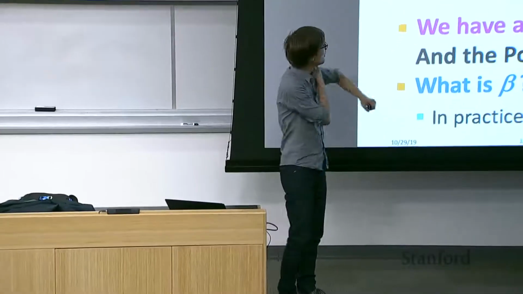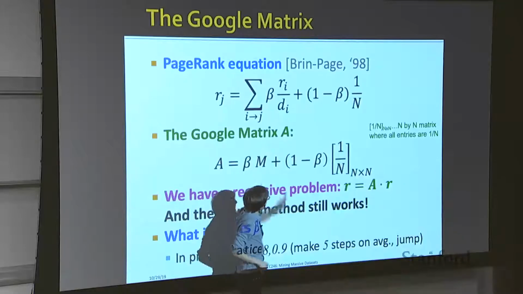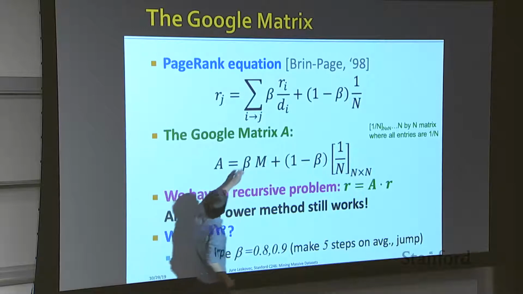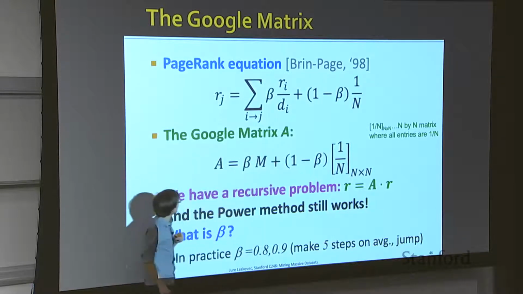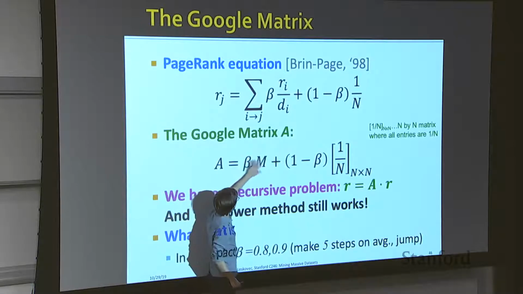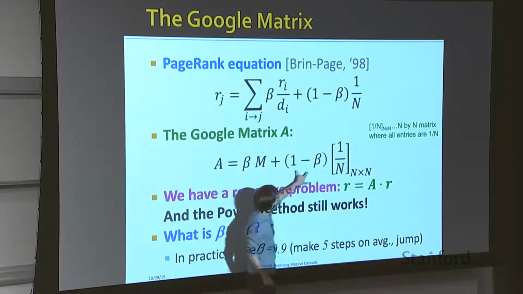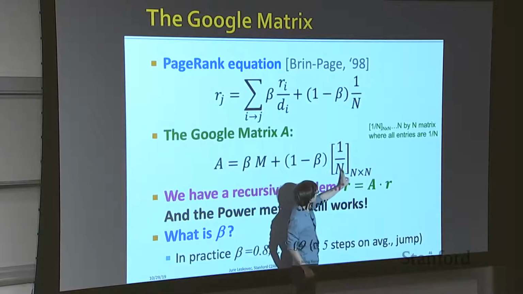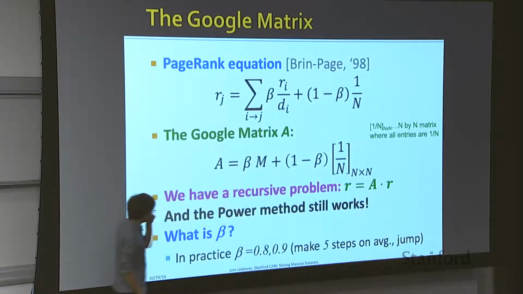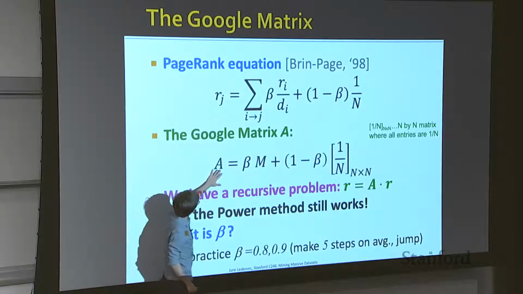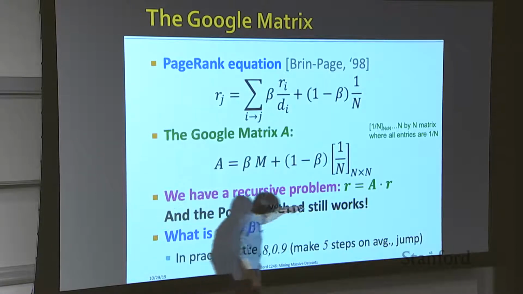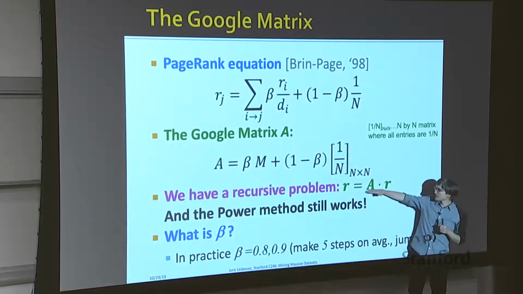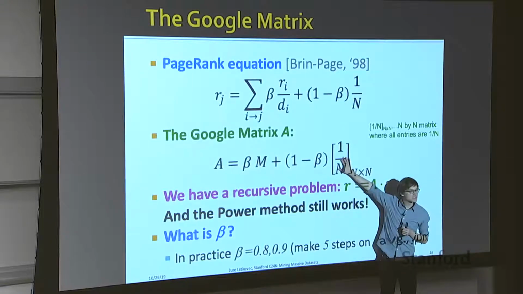All right, this is the equation I had from the previous slide. If we now want to write this in linear algebra, we have to define this new matrix A that is called the Google matrix. The Google matrix will be beta times M, the M we had before, plus this matrix of random walk destinations, 1 minus beta times 1 over n. If I write A this way, then I can rewrite my R equals M times R as R equals A times R, where A is now this matrix.